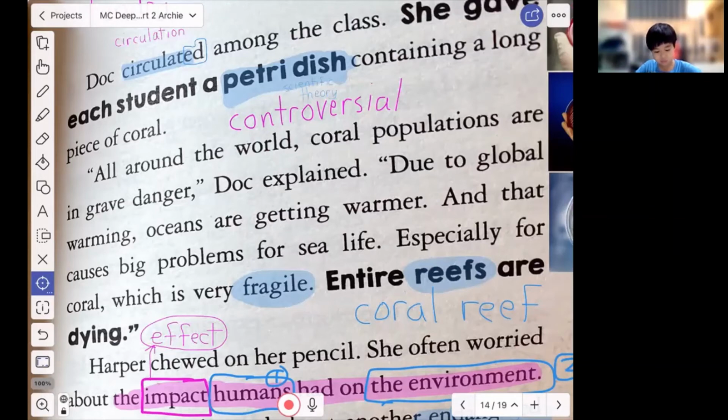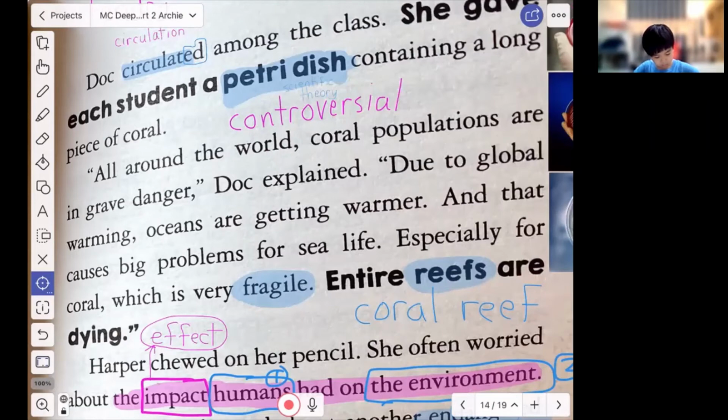Then Doc Culpepper says, especially for coral, which is very fragile. When she says especially for coral, she's talking about the problems for sea life caused by oceans getting warmer, caused by global warming. So she is saying, okay, a lot of the coral reef is dying. And then she says that's because of the ocean getting warmer, and that's because of global warming.